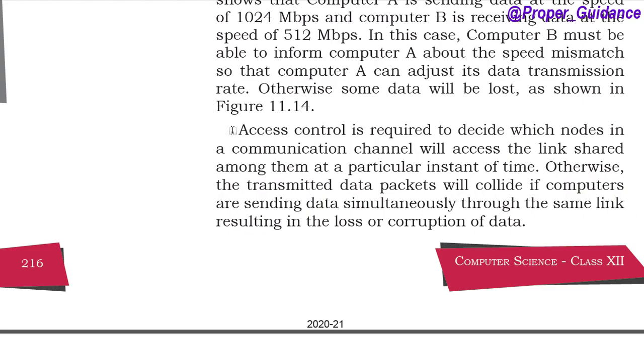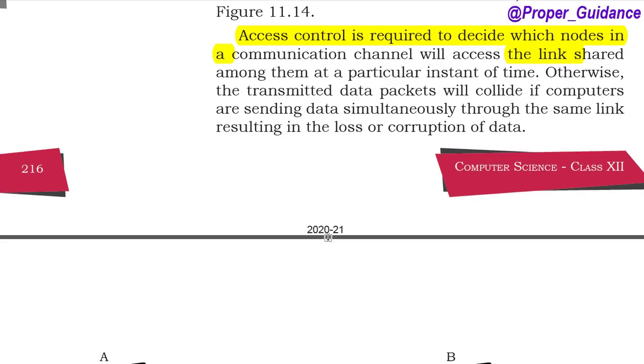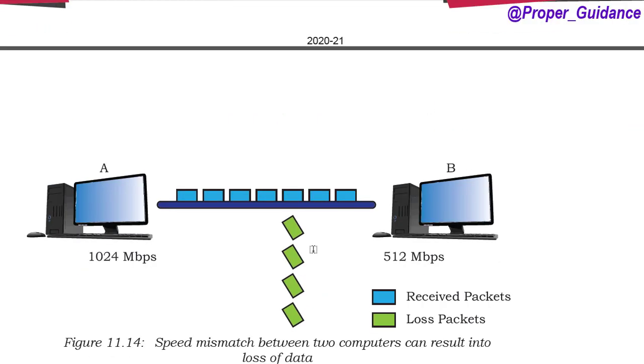And the second option is access control, which is required to decide which nodes a communication channel will access, the link shared among them at a particular instant of time. Otherwise, the transmitted data packets will collide if computers are sending data simultaneously through the same link, resulting in the loss or corruption of data.